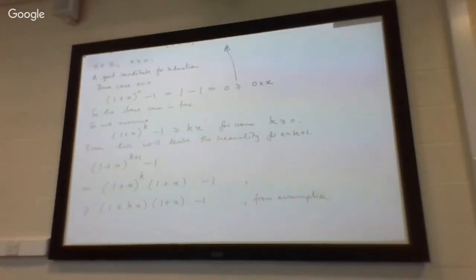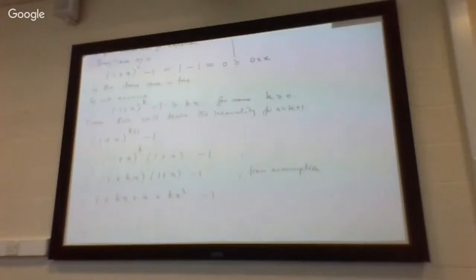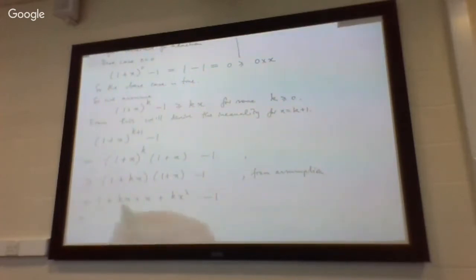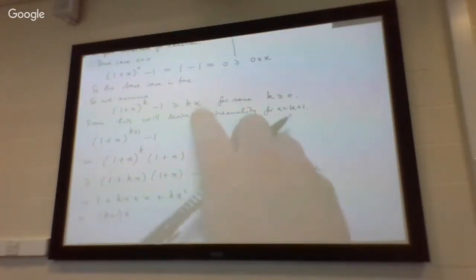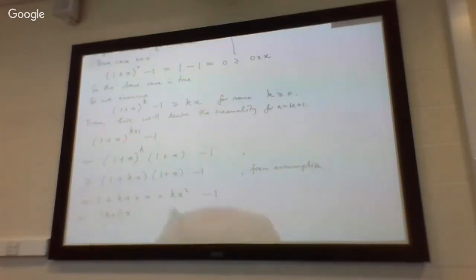Yeah, well, we will see that if we, I think we should multiply out this bracket. You get 1 plus kx plus x plus kx squared. And you still got this minus 1. The ones cancel, you got kx plus x, so that would go to k plus 1 times x, which is what we wanted on the right-hand side. Agreed? K plus 1 times x for the next value of the inequality, and we've still got this kx squared.